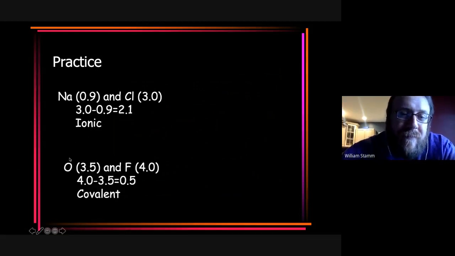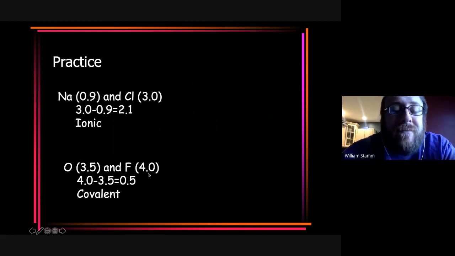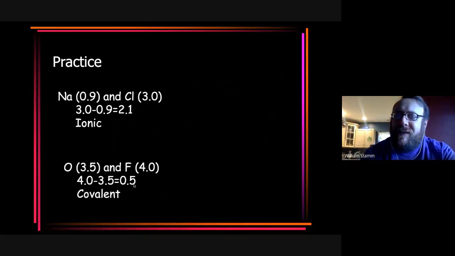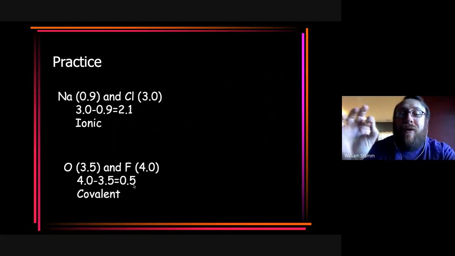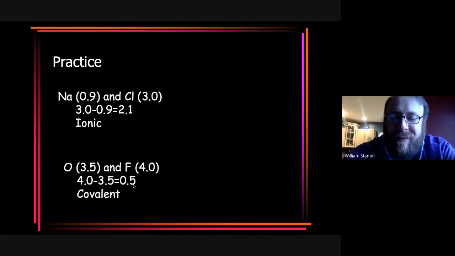Oxygen and fluorine. Well, oxygen, if you look in the chart, is 3.5. Fluorine is 4.0, the highest electronegativity on the periodic table. Well, if you take the difference between 4.0 and 3.5, it's 0.5. Now, 0.5 is less than 1.7, so it's going to be a covalent. Actually, I should write on there, a polar covalent bond. It's actually a polar bond, polar covalent, because the difference is lower, between 0.1 and 1.7.